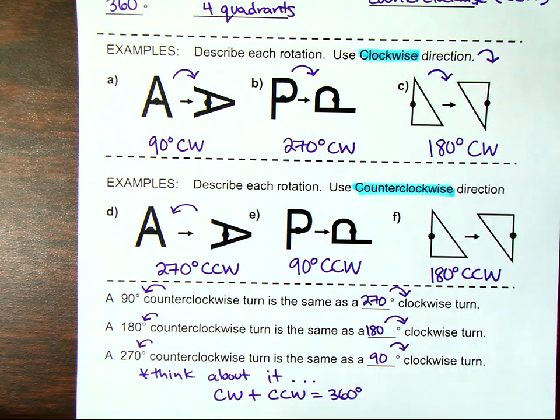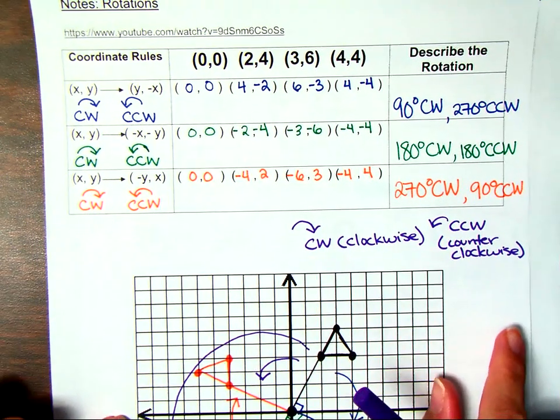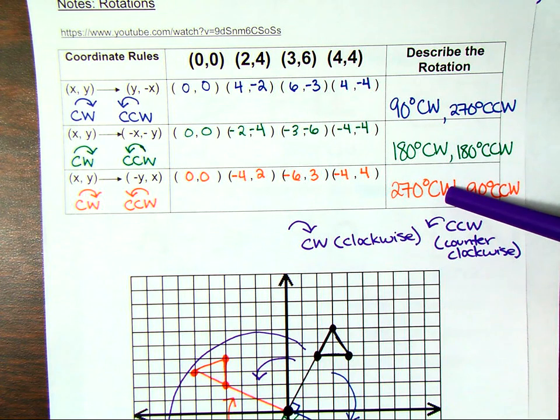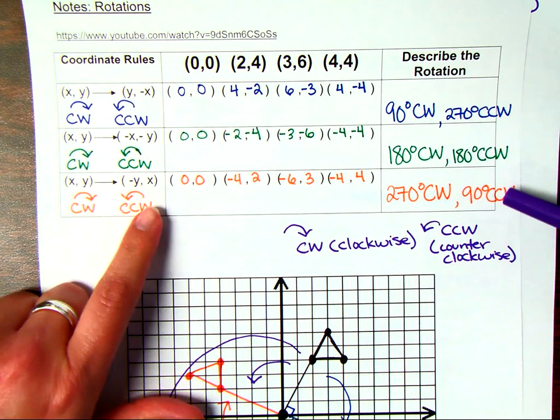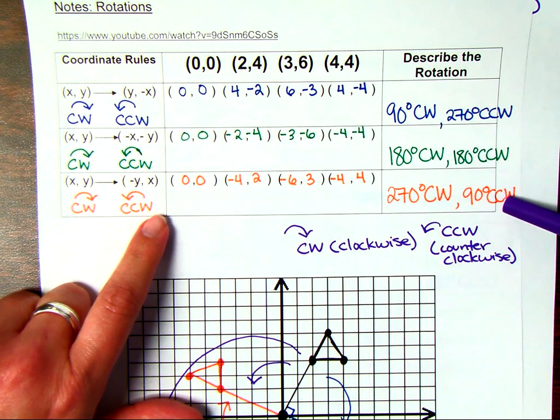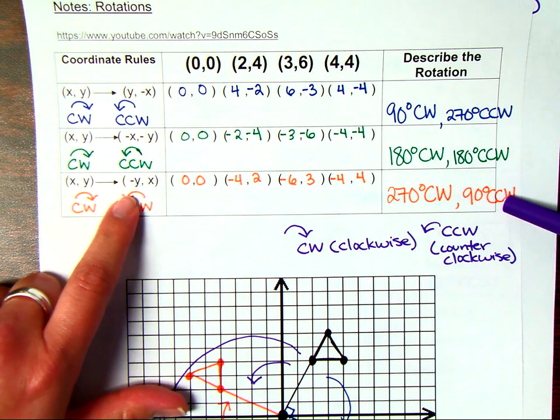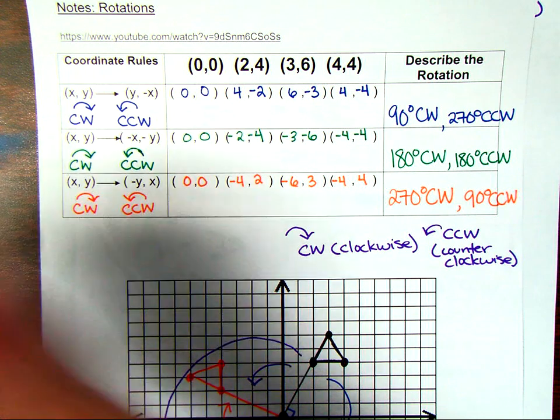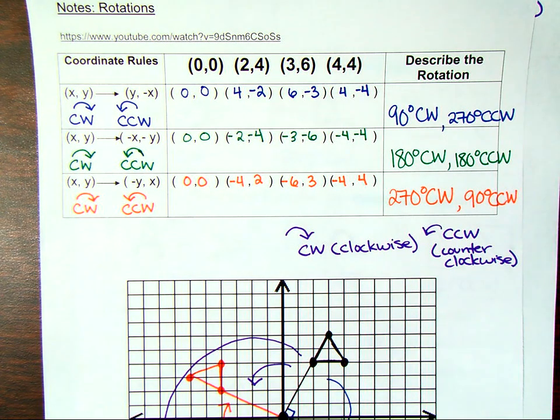So really, really do what you can to memorize these rules, because some questions might ask for a 270 degree clockwise and some questions might ask for 90 degrees counterclockwise, and they mean the same thing. So do what you can to memorize this table, and again, if you need help, rewatch this video and reach out to your teachers. That's what we're here for.